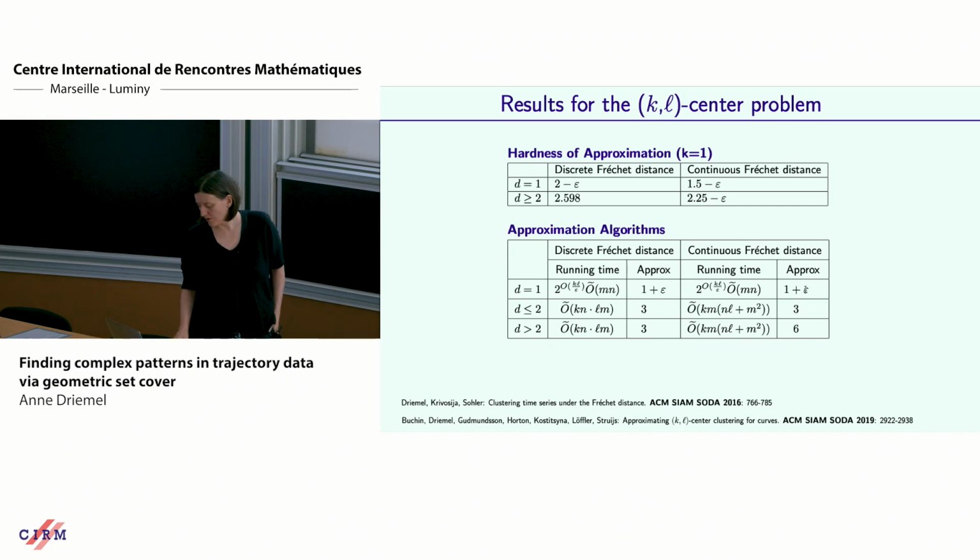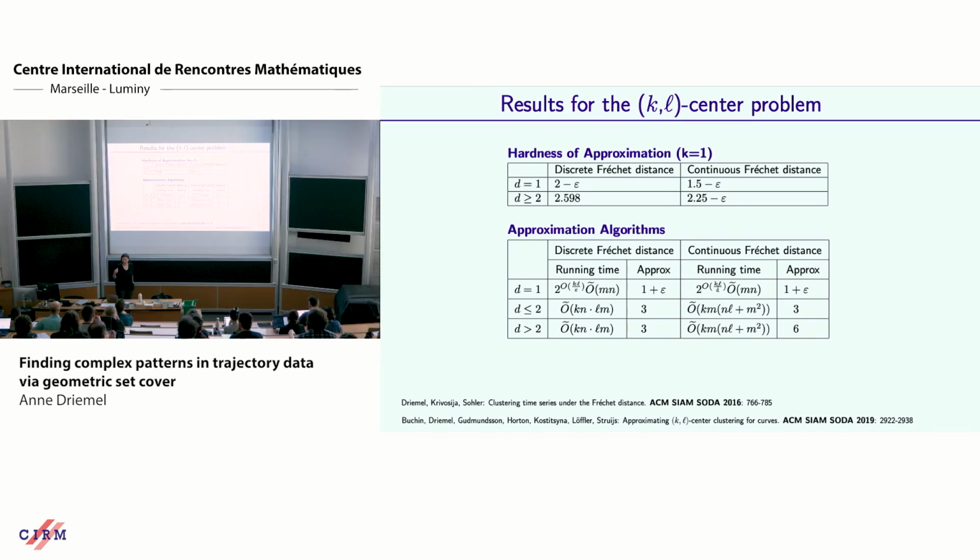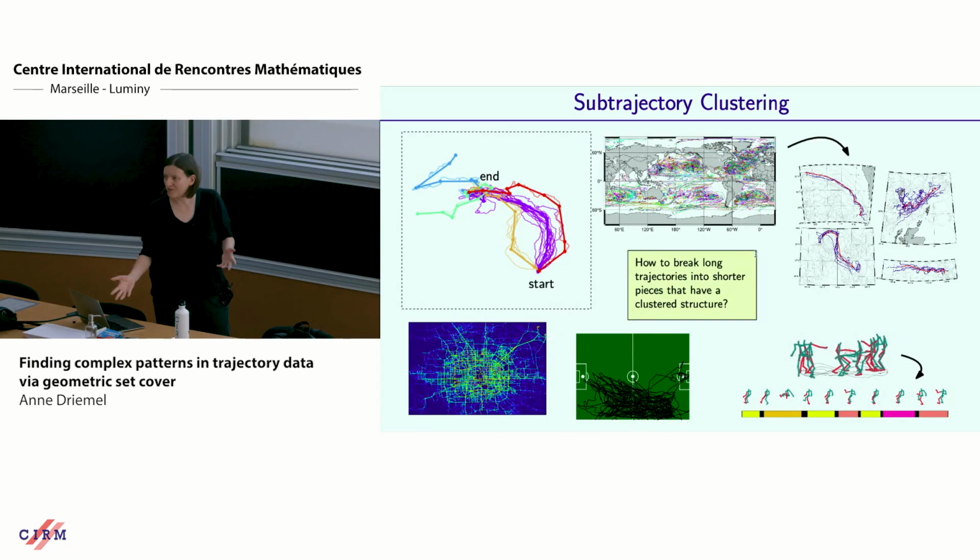And if you want to go to approximation factors that are much smaller, parameterized with this epsilon, you can do that if you allow the running time to be exponential in the number of clusters and the complexity of the cluster centers. That's also possible, at least in 1D, if the ambient space is just one-dimensional. I didn't really tell you anything about these results, because this is just a prelude to the problem that I really want to talk about, and this is the subtrajectory clustering problem.